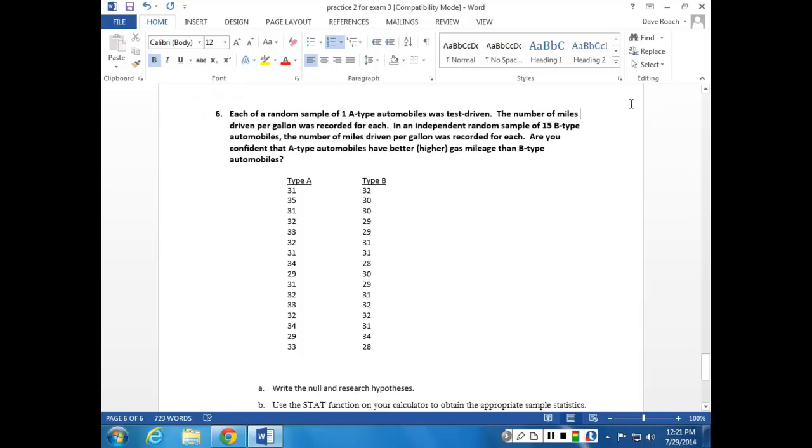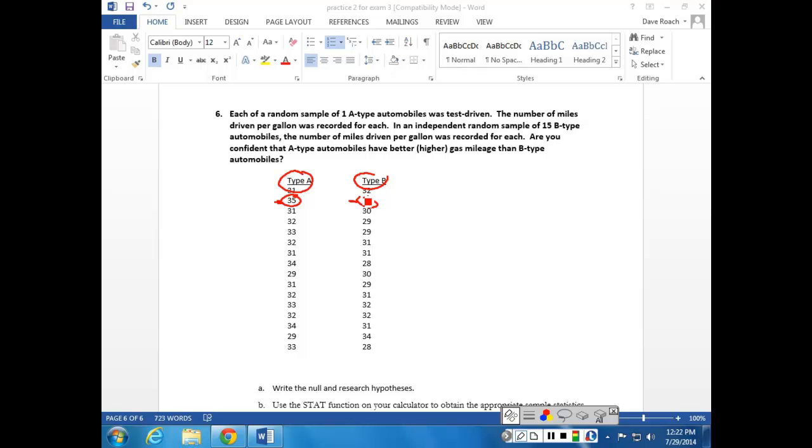Okay, so I think this is the last problem on here. What kind of problem is this? Two sample t-tests. These are two separate samples. These are type A cars. And these are type B cars. So these are not the same cars. They're different cars. They're different kinds of cars.